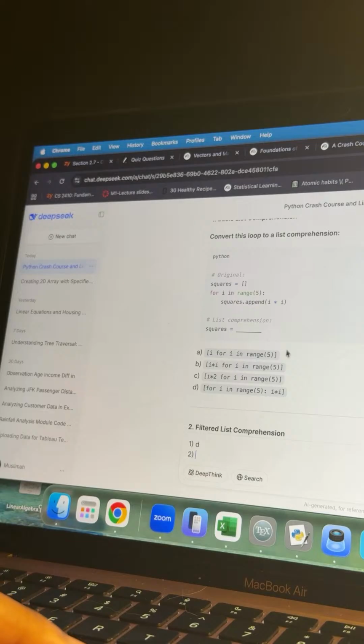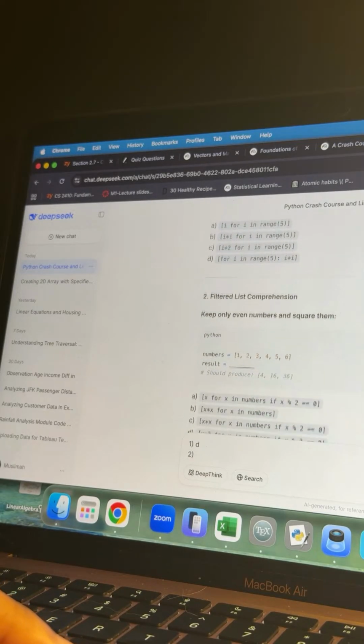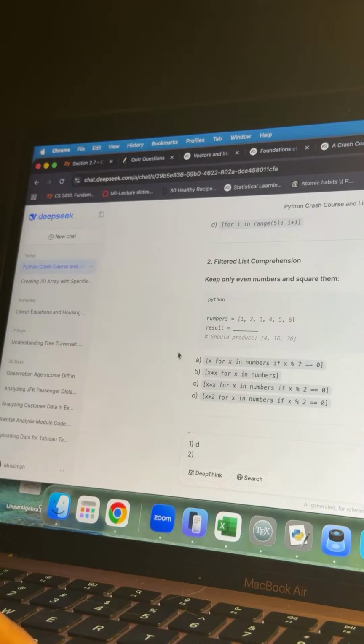Anyways, filtered list comprehension. Keep only even numbers and square them. So yeah, the modulus of 2 should be 0. I know that part. So it can't be B, right? X, and then you have to square it. So this makes sense. So it'd be D. Wait, no. Squaring is not multiplying by 2. It's multiplying by itself. That is tricky, bro. Not that I even know if that's the case, but let's see.